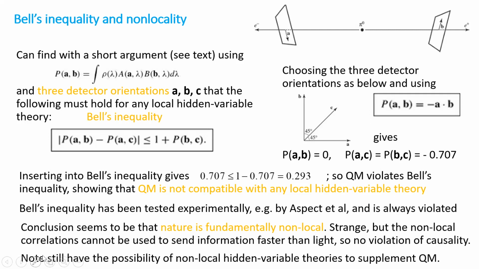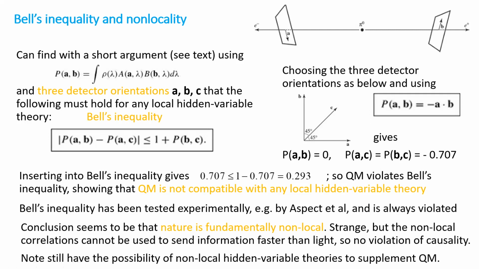So note, although Bell's inequality seems to have eliminated the possibility of local hidden variable theories, there's still the possibility of non-local hidden variable theories to supplement quantum mechanics. So to try to increase our knowledge of the system beyond what quantum mechanics provides, where there are hidden variables which are non-local, because nature is fundamentally non-local. So that's possible, and is certainly something that is researched by some physicists now. Okay, so just a brief summary.